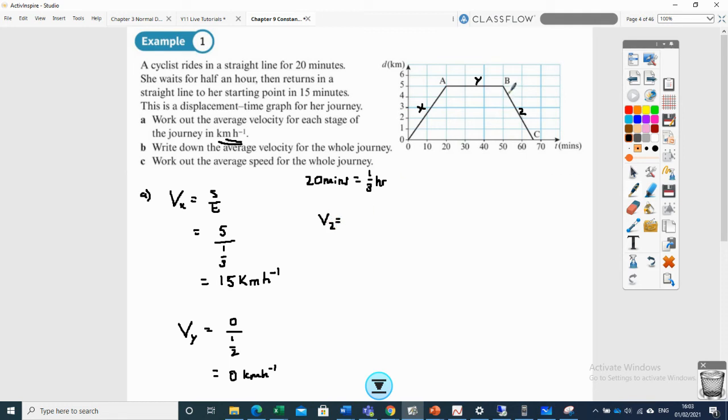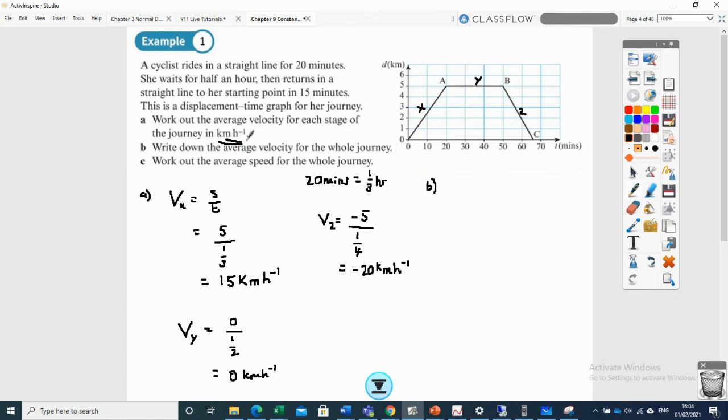And then the final one, velocity at Z is equal to, so this time it's travelled backwards, it's back towards the start point, so it's a negative displacement. So it's travelled negative 5 kilometres, and that's important because the displacement is always relative to the start point, and it's taken 15 minutes, so that's a quarter of an hour. So negative 5 divided by 1/4 is equal to negative 20 kilometers an hour. Okay, so that's for part A. There's the various velocities at each stage of the journey.